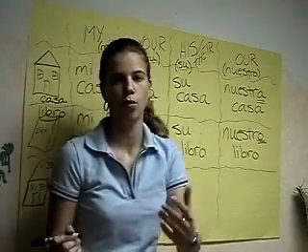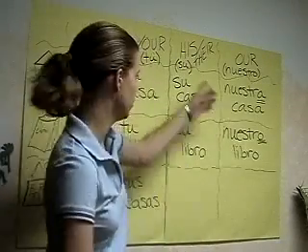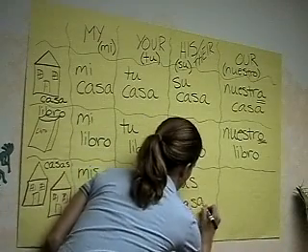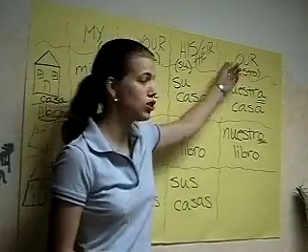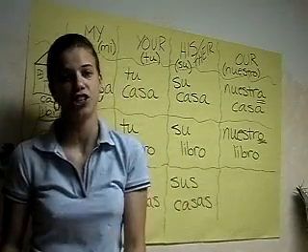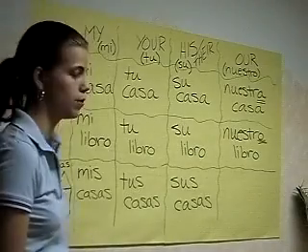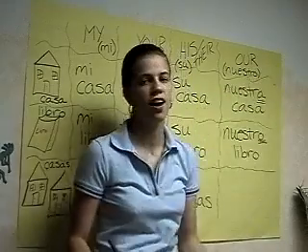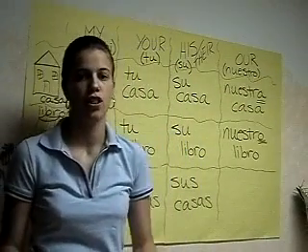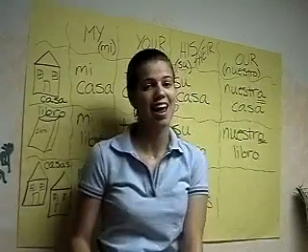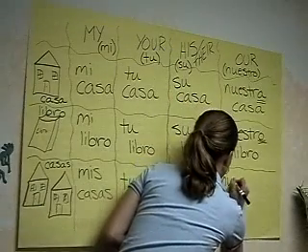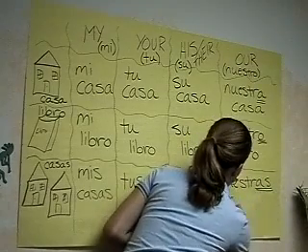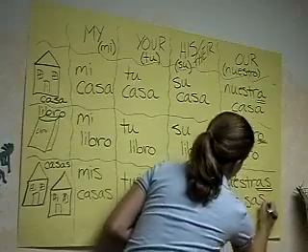Again, with su, we only have to worry about number. In this case, it's plural. We add an S. Sus casas. Finally, with nuestro, we have to worry about number and gender. Casa we saw before was feminine, so we know we have to use the feminine form. We change that O to an A, and since we're talking about more than one house, this is plural, we have to add an S. So this becomes nuestras casas.